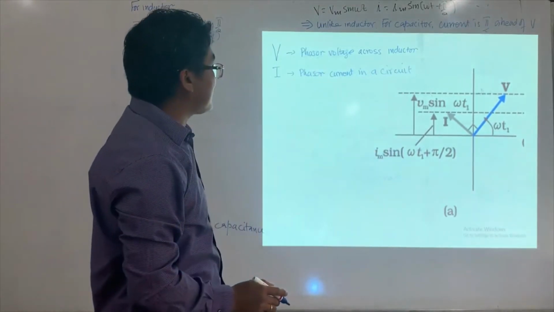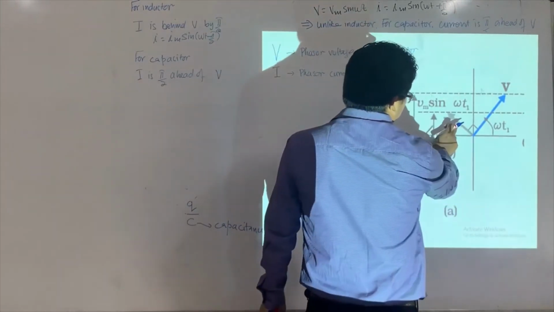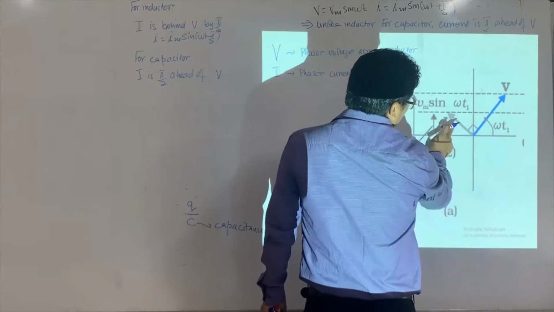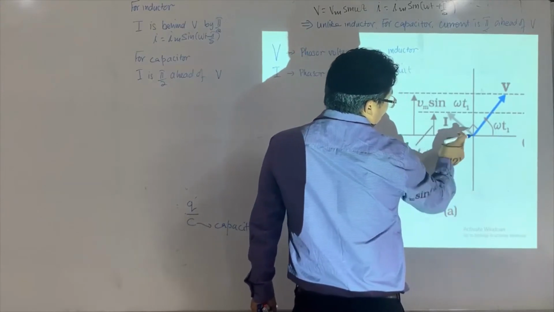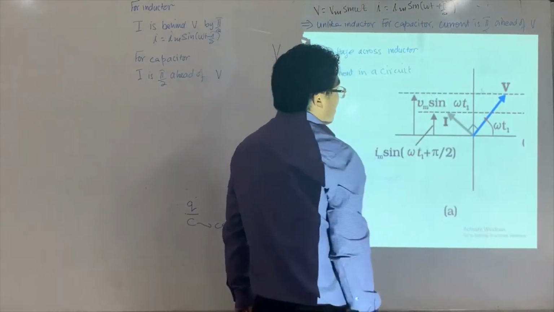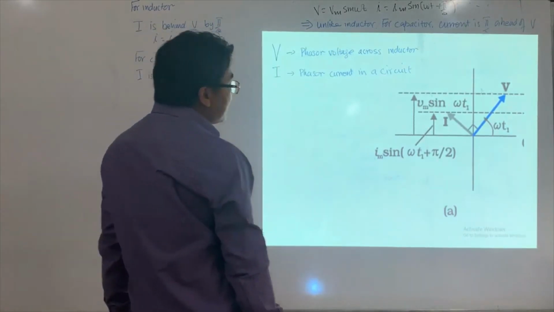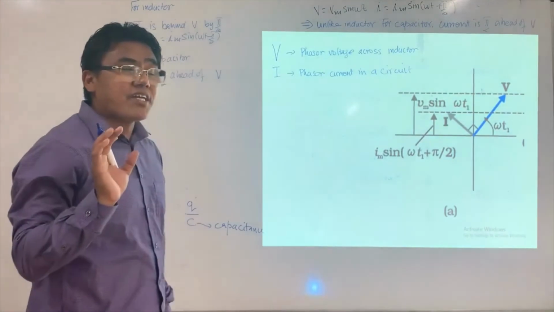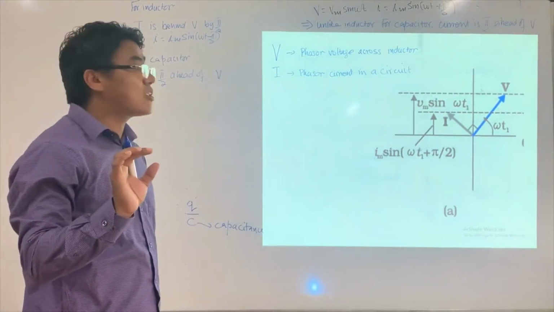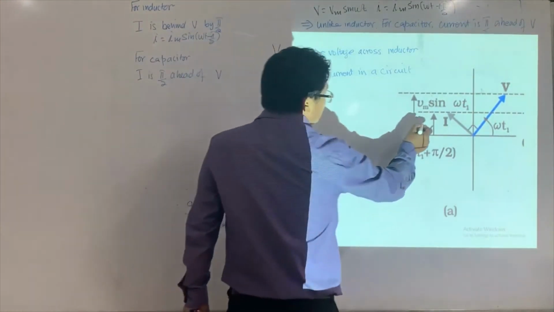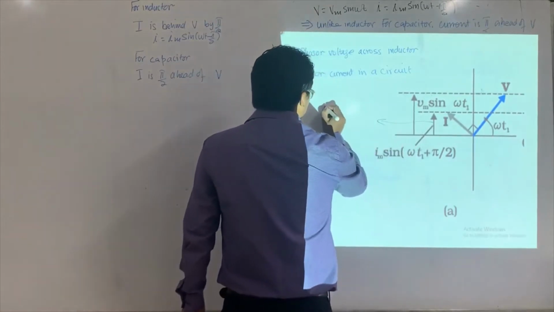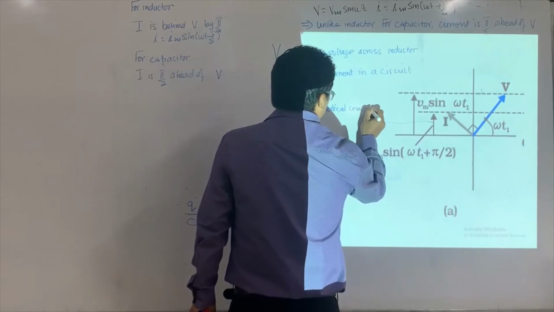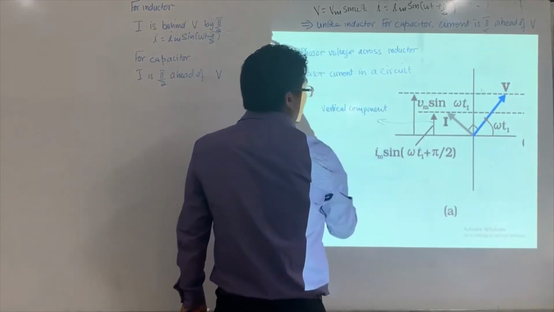Alright, now look at here. Now this says that this is a current. This is a phasor current. This is a phasor voltage, and the current is ahead. Look at here, current is ahead of voltage by pi by 2. Look at here, this is the point. Current is ahead of voltage over there. And this vertical component, we talk about this, right? The vertical component always represents the instantaneous value, right? This is the vertical component of current.